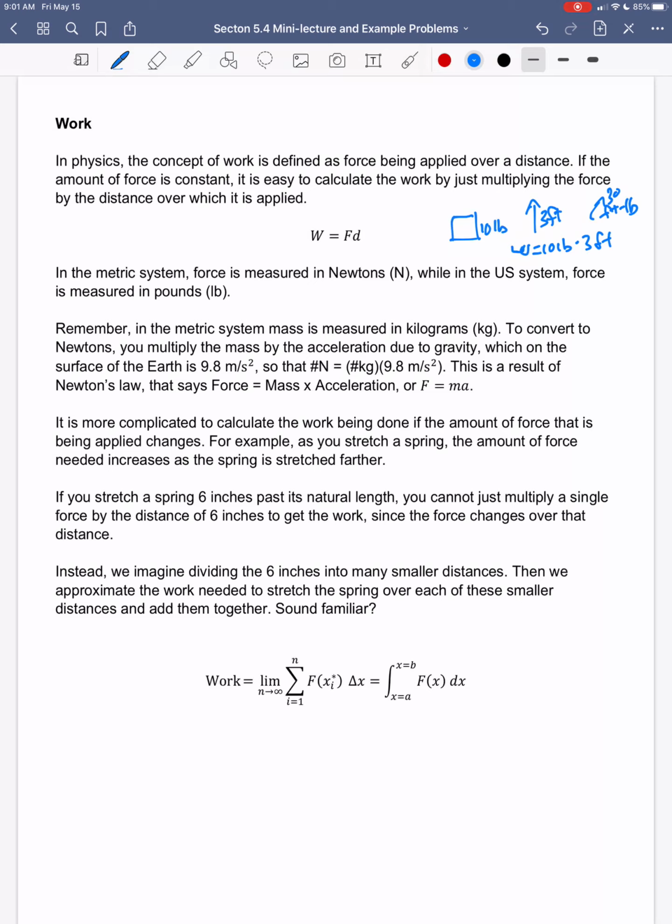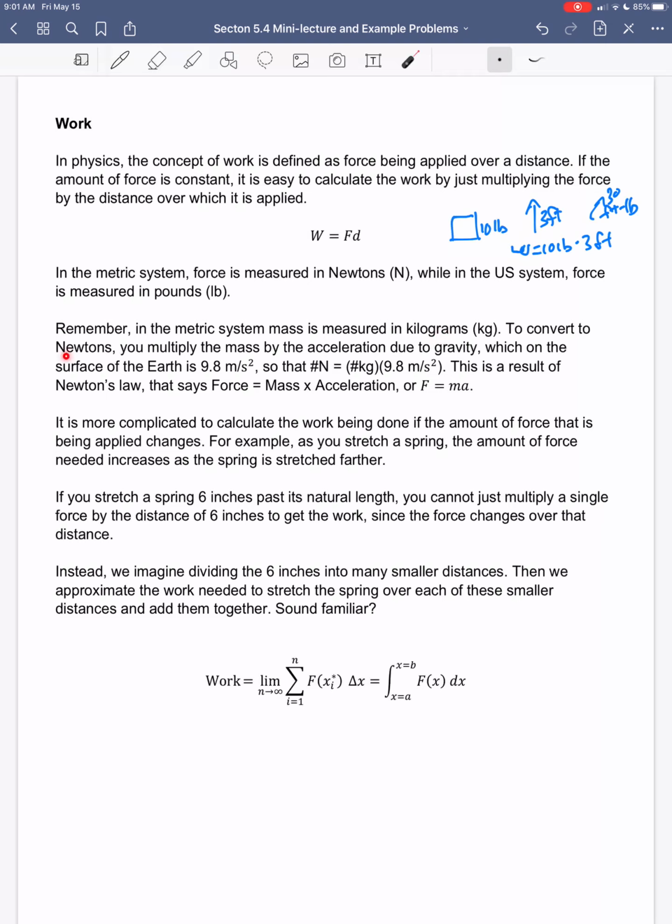Okay. Now in the metric system, force is measured in something called newtons, while in the US system, force is measured in pounds. So we've got that here. The weight of the box is really the force that the box is experiencing due to gravity on the Earth. In the metric system, remember, mass is measured in kilograms, and that's not a force.